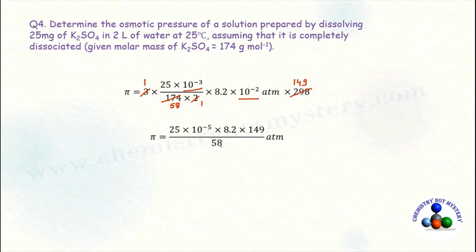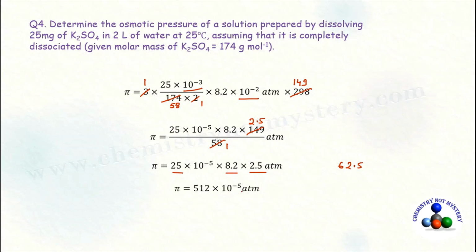Now when you divide 149 by 58, approximately you will get 2.5. Here you will get 25 into 10 raised to minus 5 multiplied by 8.2 into 2.5 atmosphere. When you multiply 25 and 2.5, you will get 62.5, and when you multiply 62.5 by 8.2, you will get 512 into 10 raised to minus 5 atmosphere. When you convert it into scientific notation, you will get 5.1 into 10 raised to minus 3 atmosphere. And it is the answer for your question.